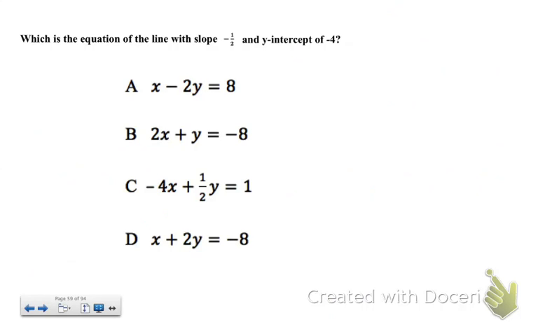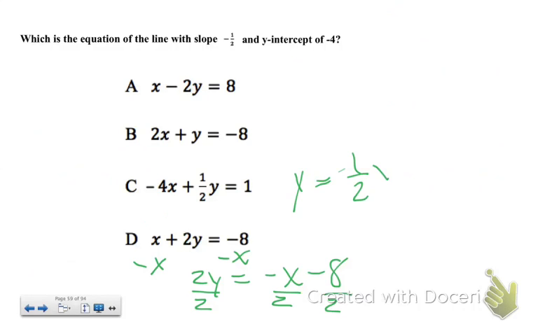Okay, which is the equation of the line with slope of -1/2 and y-intercept of -4? This is just straightforward. Put it in slope-intercept form, see which one matches those. So I'm going to start with D actually. Subtract x from both sides, and you get 2y equals -x minus 8. Divide by 2, and you get y equals -1/2 x minus 4. Y-intercept of -4, slope of -1/2, so it is D.